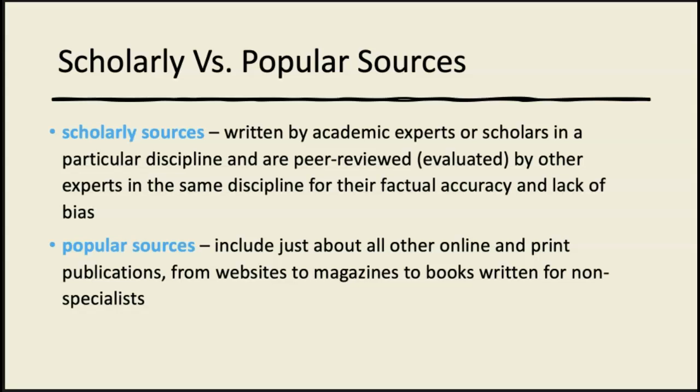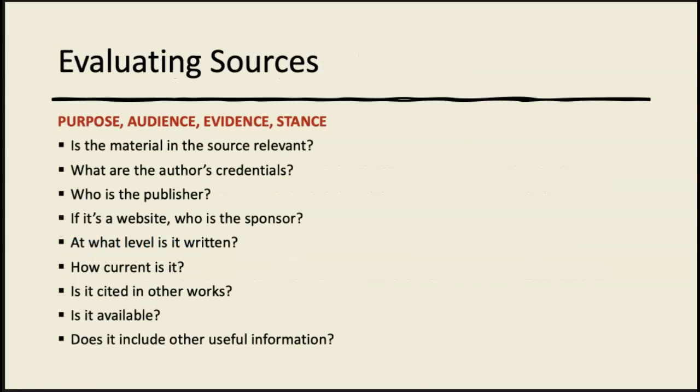All right, so again, a scholarly source is written largely for experts in a certain discipline as a means of sharing their research or their insights or in-depth analysis of whatever they're studying. Popular sources are just about every other online and print publication, from websites to magazines to books that are written for non-specialists. So while we may enjoy Googling and finding out information about something, we are not accessing scholarly sources when we do that. That's why you're not going to be using Google or Wikipedia.